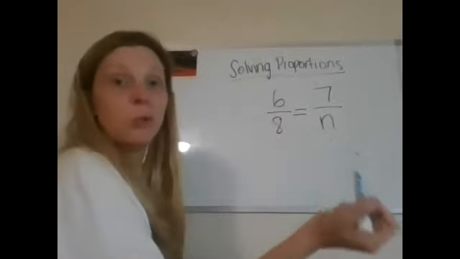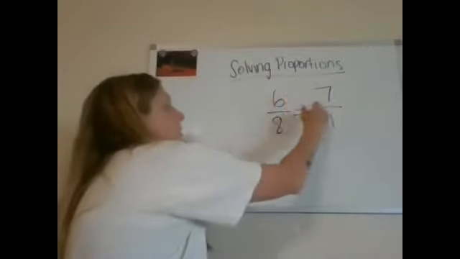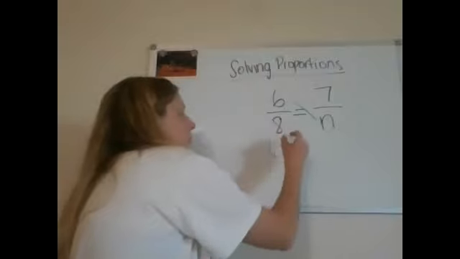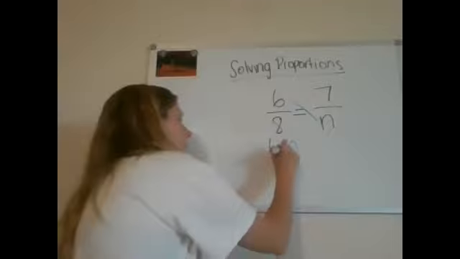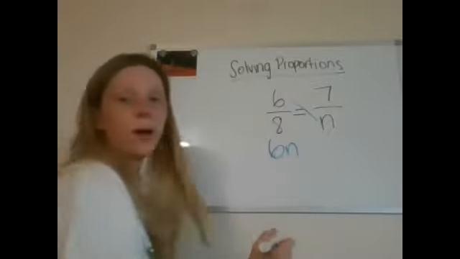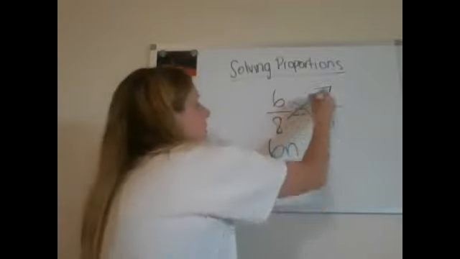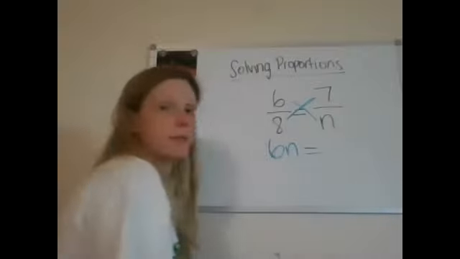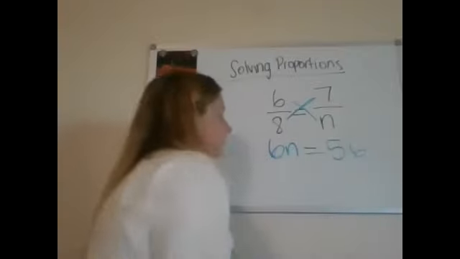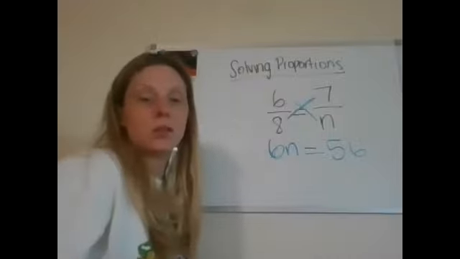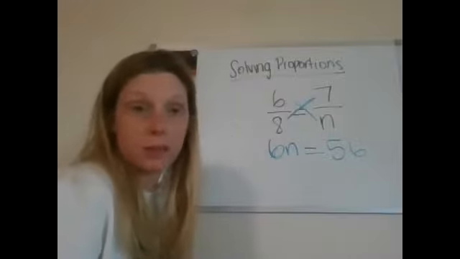First thing we're going to do, cross multiply. So we have 6 times n. We have 6n. Make that a little darker. There we go. And we have 7 times 8. 7 times 8 is 56. Okay. 6n equals 56.